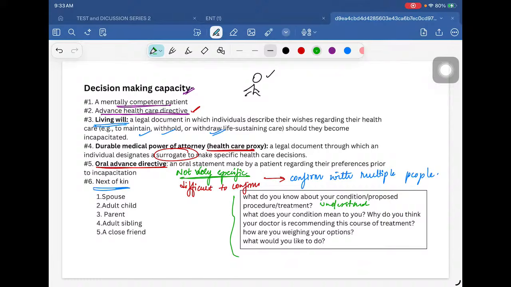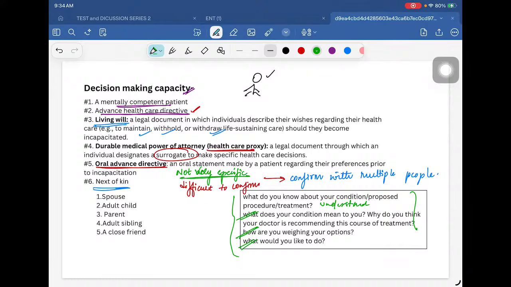Like, for example, if they're having cancer, what do you think cancer is, and why do you think, or how do you think you need to get treated? Okay, so this is what you'll ask. And your doctor, how are you weighing your options? Basically, why are you going with treatment X, or do you understand the complications of this treatment or condition? Okay, finally, what would you like to do?